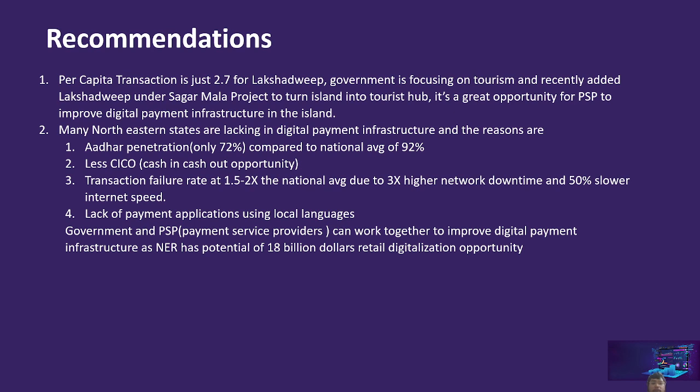What government and PSP can do is work together to improve digital payment infrastructure, as northeastern states have a potential of $18 billion retail digitalization opportunity. So what I feel is government really needs to look at these. Government and PSP can really take these two recommendations in order to improve digital payment infrastructure.